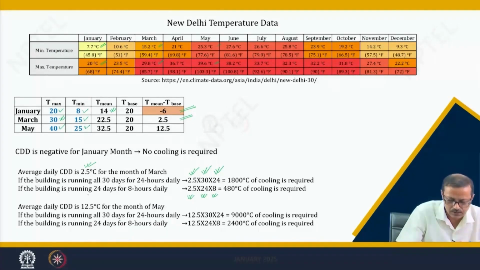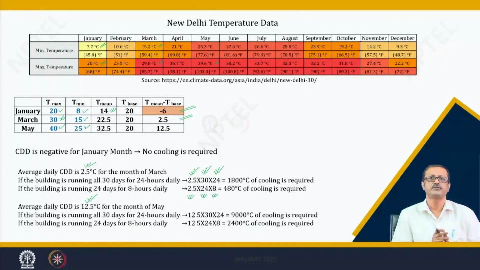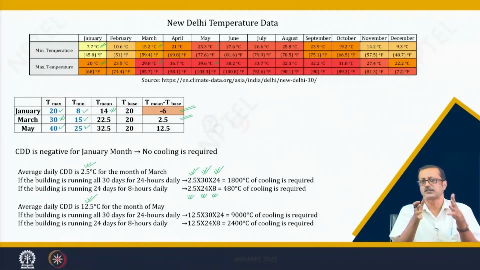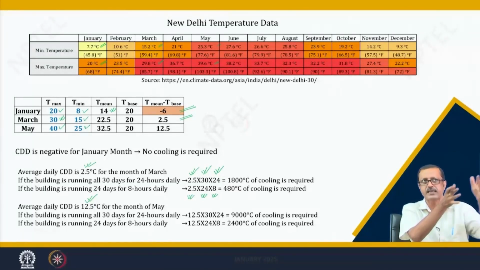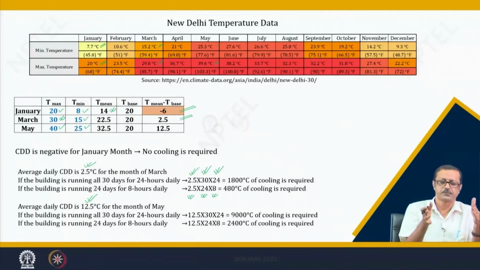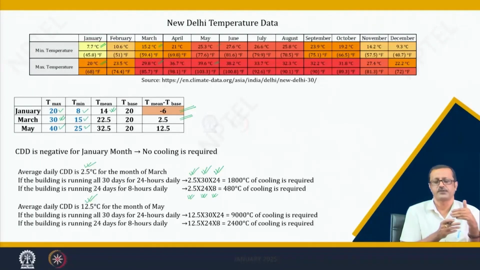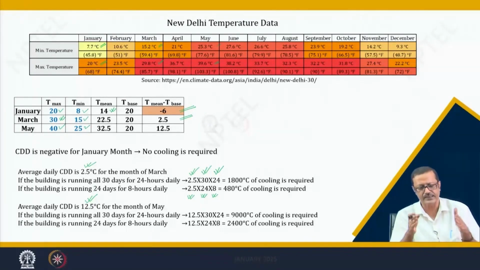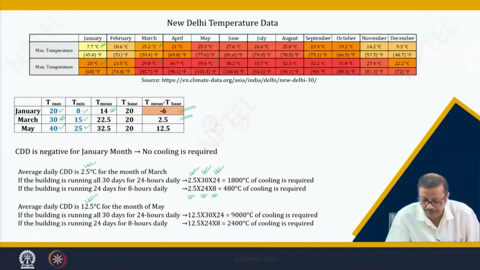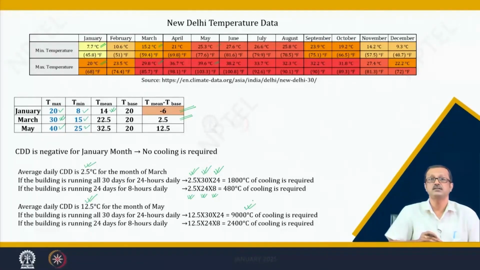So, similarly, if I take now the month of May, your CDD is 12.5 degree per day, it is the average of course for the month. But what I can assume is that for the month of March, 22.5 degree is the average difference between my T mean and the T base. I have kept my T base as 20 degree because of that. Now, if I keep the T base as 22 degree, this will be 2 degree less, so maybe 10.5 degrees or so. So, similarly, if I have 30 days of 24 hours, you see for the month of May, you need to have 9000 degree of cooling load requirement, because the month of May is much hotter than the month of March.